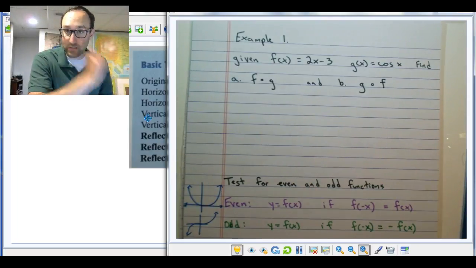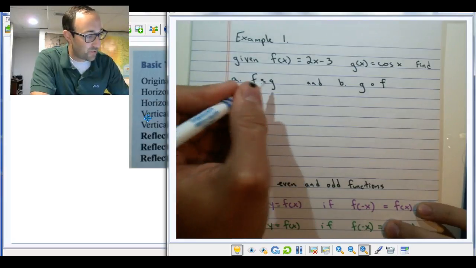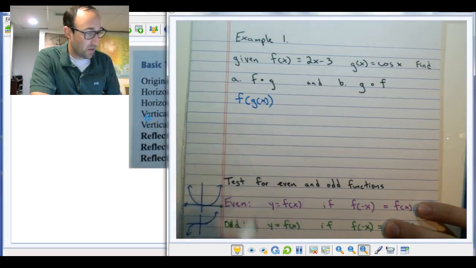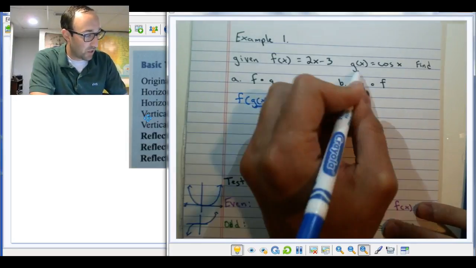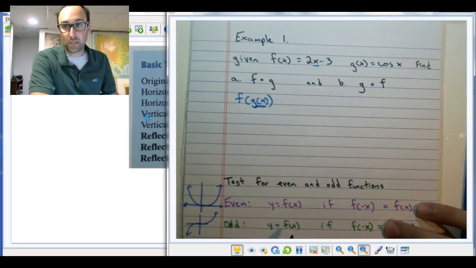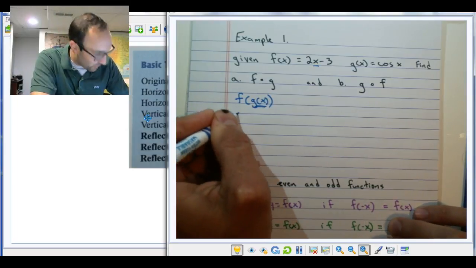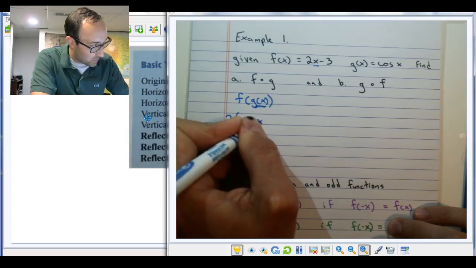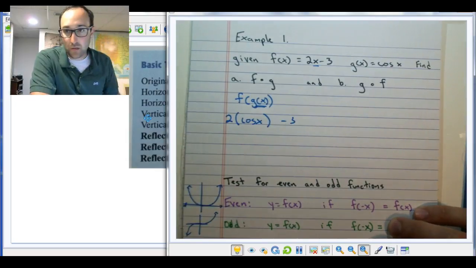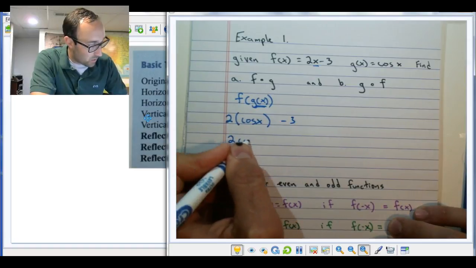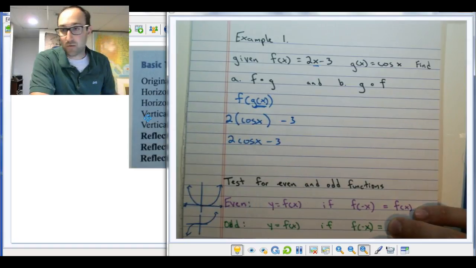It's not fog. It's f of g, which really means we have f of g of x. All right, which means we're taking this g and plugging it into that x, wherever that x is. Every time you see an x, you replace it. So that means we're going to have 2 parentheses cosine x minus 3. We don't really need that parentheses anymore, so it's going to be 2 cosine x minus 3.